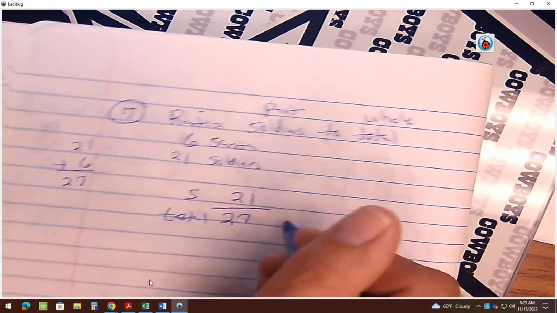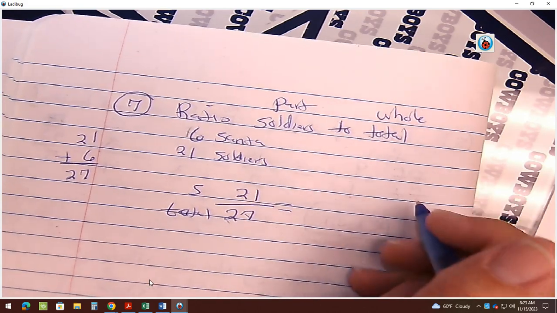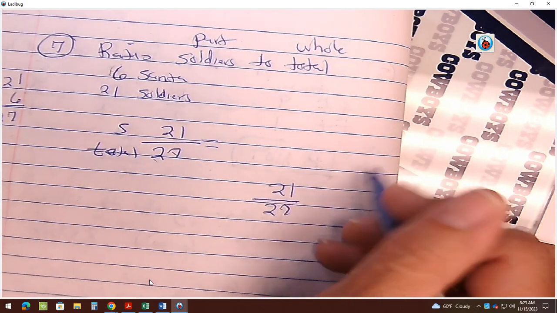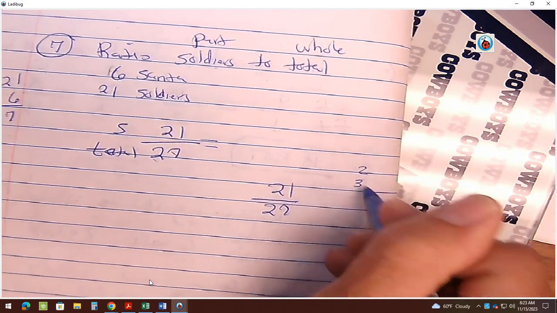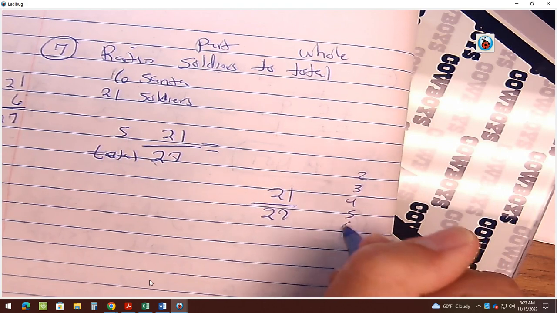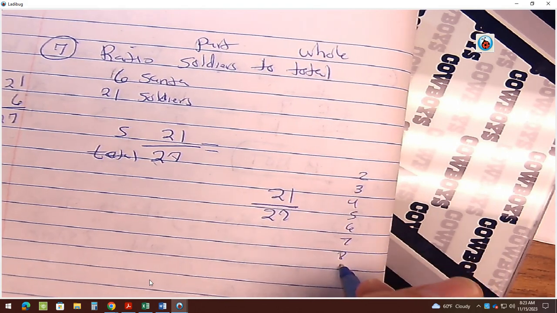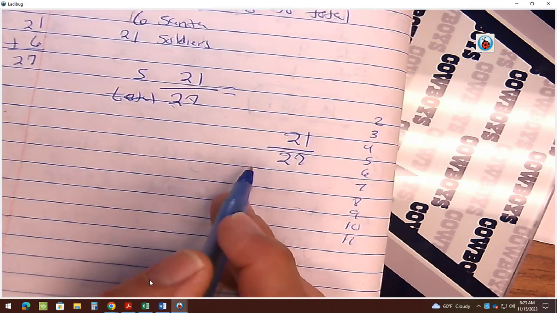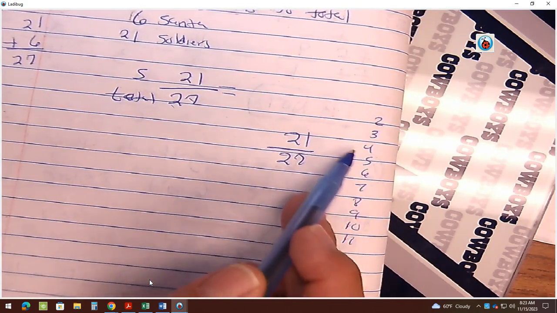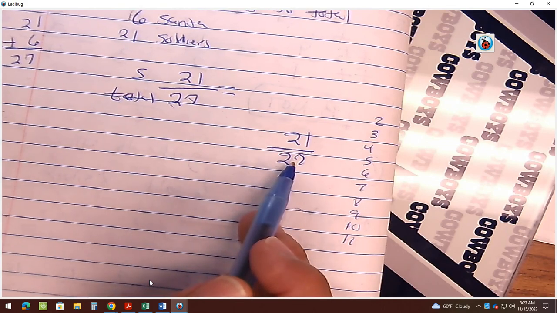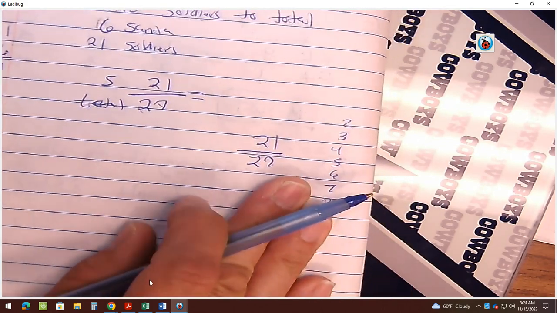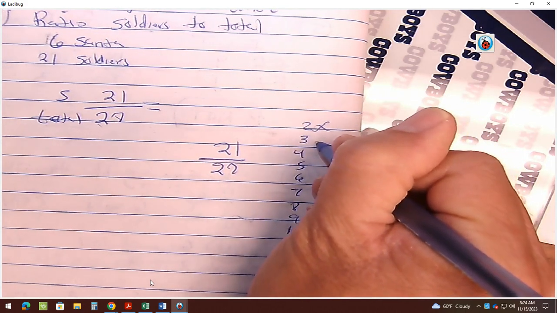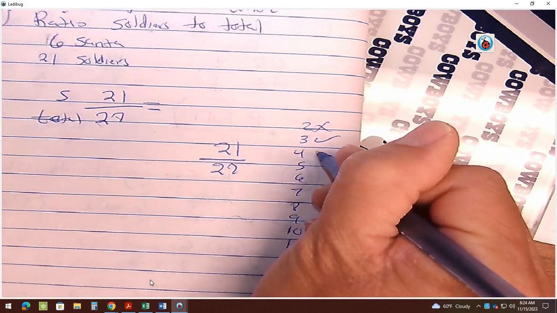What do I have to do now to get the proportion here? Simplify. So let's go to the side. 21 over 27. Let's do a checklist. 2, 3, 4, 5, 6, 7, 8, 9, 10, 11. Now, this time, I didn't go all the way to the 21, guys. I just stopped at 11 because the numbers are too big. We're going to start attacking it this way. Will 2 work? Will 3 work? Yes. Will 4 work? No.